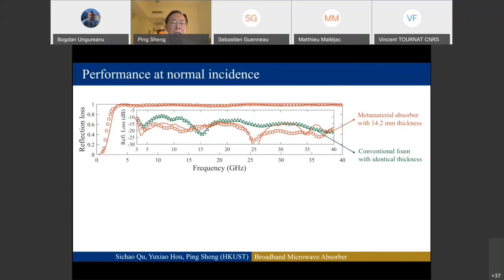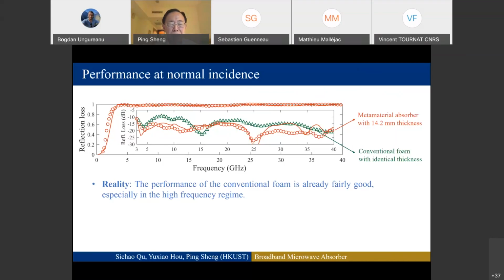And because we used the conventional microwave absorbing foam, we are obligated to compare our absorber performance with that of the conventional foam, which is shown here by the green triangles. And fortunately, in the comparison, our absorber is still better than conventional foam. Otherwise, there's no point, right? Okay. But the reality is the performance of conventional foam is really quite good, amazingly good, especially in the high frequency regime, okay? So we don't need any metamaterial absorber for microwave at a high frequency regime. The conventional foam can do it extremely well, okay? But we are still doing better at the low frequency regime, okay? Mostly in the low frequency regime.